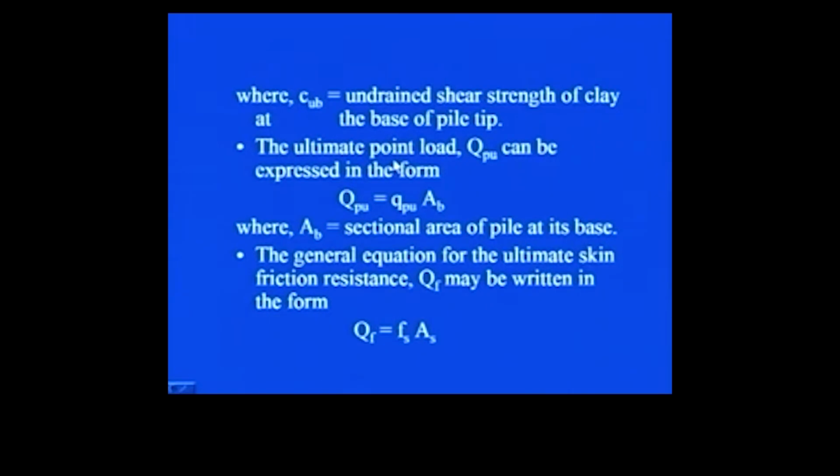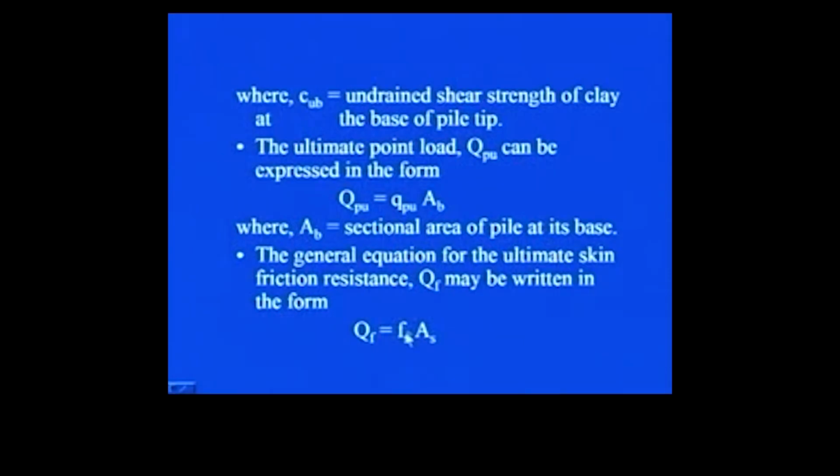Now, let us see how this ultimate skin friction can be evaluated. So, the general equation for the ultimate skin friction Qf may be written as Qf is equal to fs into As. You have seen that here also we multiplied this intensity by the area on which it was acting, and this multiplication resulted into the ultimate point load. So, here if we want to find out ultimate skin friction resistance Qf, we will be multiplying this unit friction by the area on which it will be acting. Now, what is that area on which this skin friction is getting mobilized?